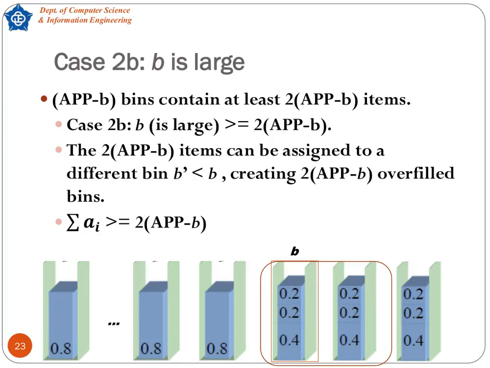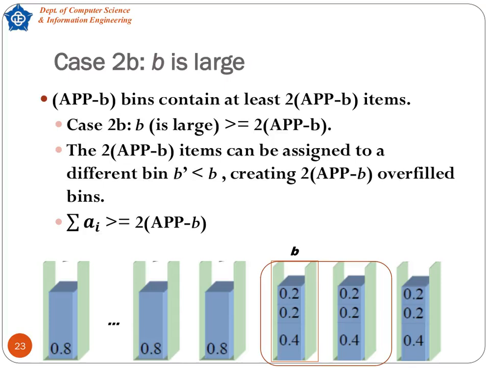Now let's turn our attention to the visual illustration at the bottom. Notice the series of bins presented here. On the left, indicated by the ellipsis, are multiple bins, each consistently filled to 0.8 capacity. To the right, prominently outlined in red, are 2 specific bins labeled B. Within each of these B bins, you can clearly see 3 individual items, 0.2, 0.2, and 0.4, showcasing how they are packed.